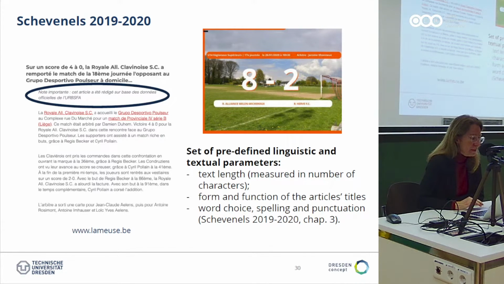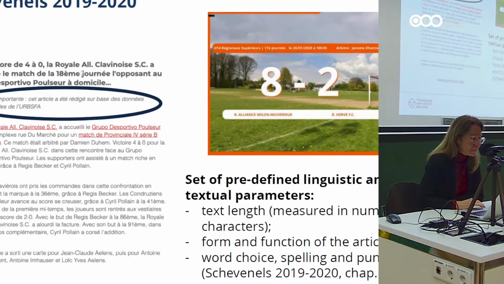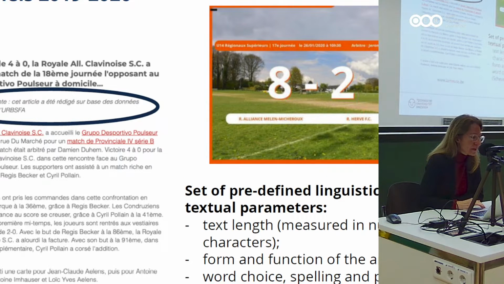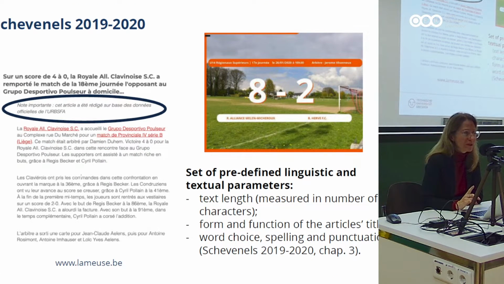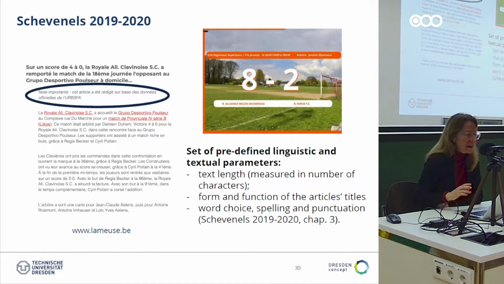And on the left-hand side, you have another example of automated text that has been published on the Belgian site lameuse.be in the domain of soccer. Let's move on. Here you have a note that says that this article has been written on the basis of data taken from a database. It doesn't explicitly say it has been automated. It says that it has been written on the basis of this database.